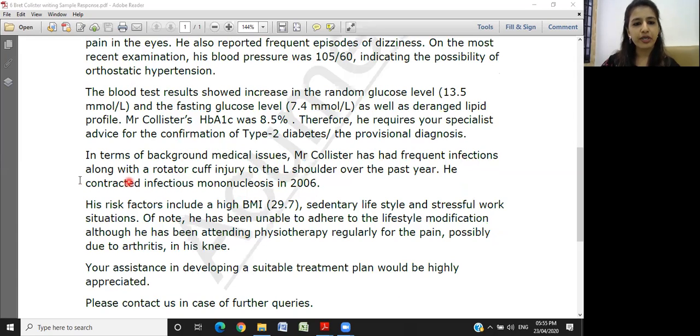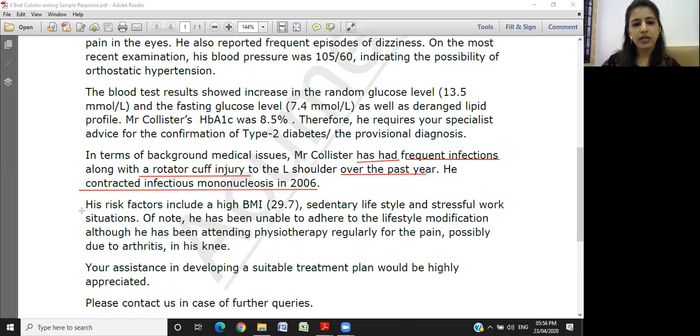He has had frequent infections along with a rotator cuff tear injury to the left shoulder over the past year. So "has had" is present perfect tense because it was going on, for infections he had frequently. So that is the reason. And here I have specified rotator cuff tear injury, so it is clear that it happened once only. And he contracted infectious mononucleosis in 2006. This again, as I told you, can be excluded as well.